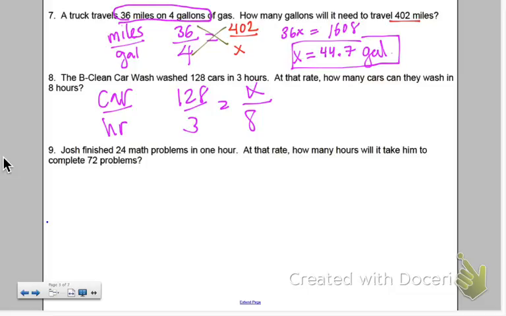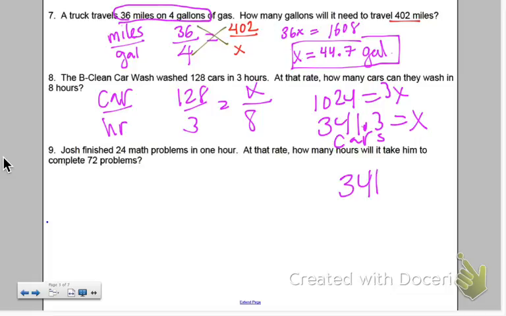So here we just have to cross multiply and solve. 128 times 8 gives us 1024 equals 3x. So divide both sides by 3, and that gives us 341.3 equals x, and it's 341.3 cars. Because you can't wash a third of a car, if you were going to round, you'd round down to 341 cars.